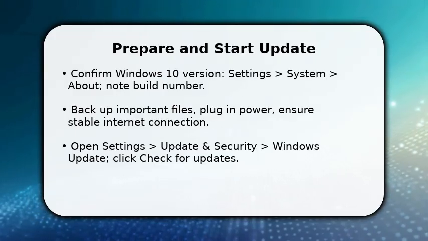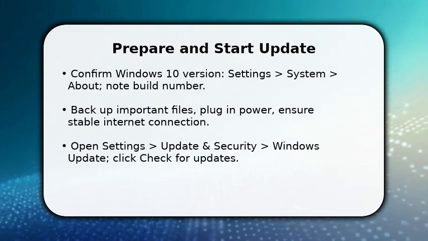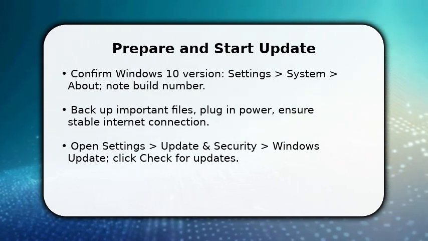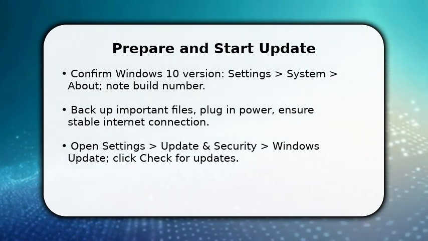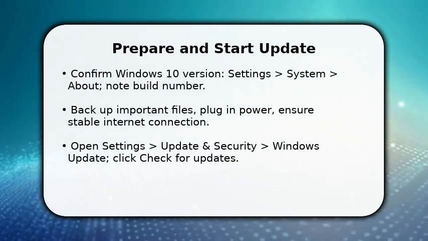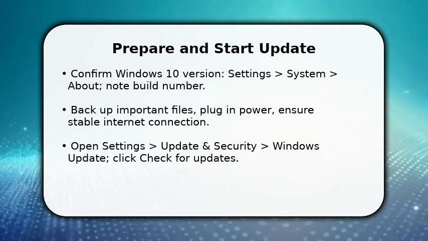You start by confirming your Windows 10 build and making a quick backup. This prevents surprises. Once done, plug in power and connect to a reliable network so downloads won't fail. Then open Settings, go to Update and Security and click Check for updates. This triggers the process. Make sure automatic updates are enabled if you want background installs.